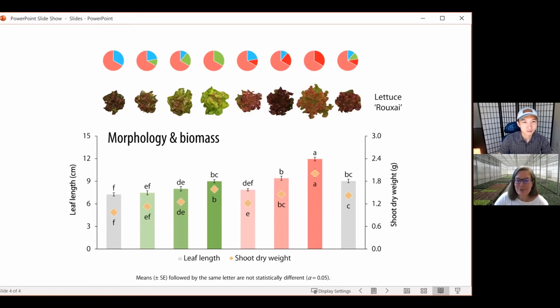Wow, such nifty results. Plants are amazing. Dr. Meng, why is this research so important to the horticulture industry?